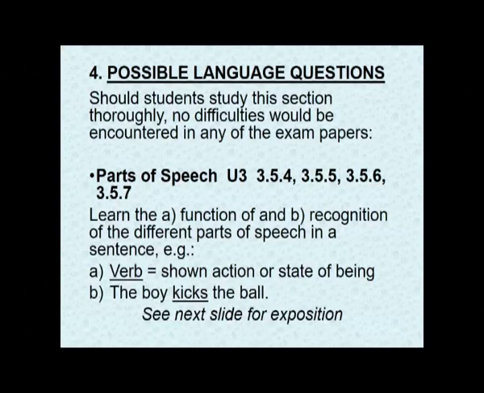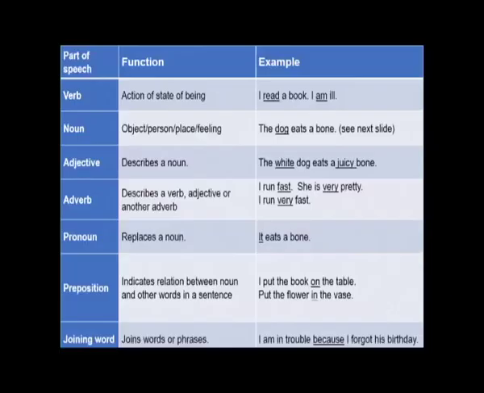Verb, what is a verb, for instance? It's the action or a state of being. Let's have a look there. A verb, I do something. I read a book. It's the action I am doing. Sometimes it's just a state of being. Am. I am ill. I'm not doing something. I just am. Okay. Then there's the noun, the adjective, the adverb, the pronoun, the preposition, and the joining word.